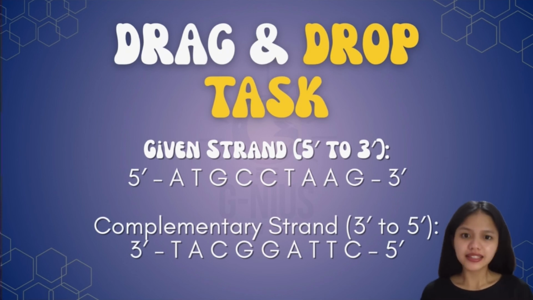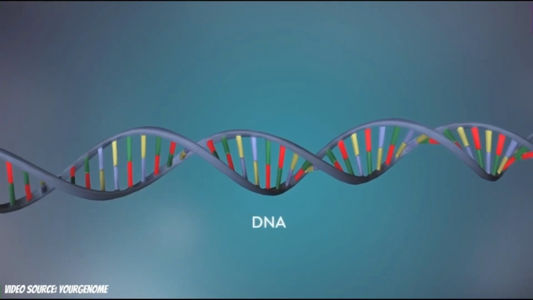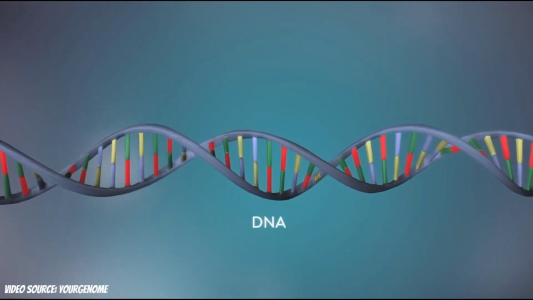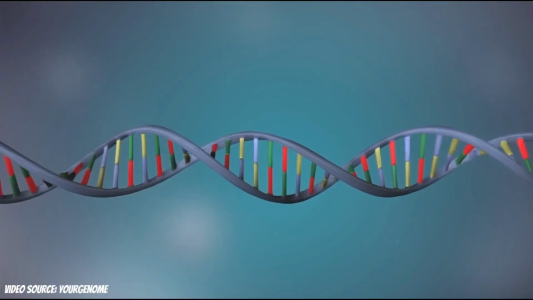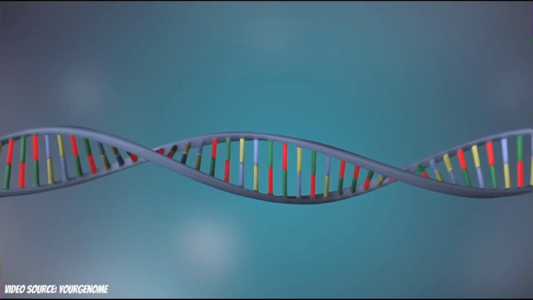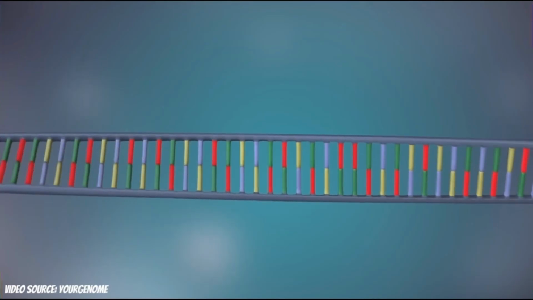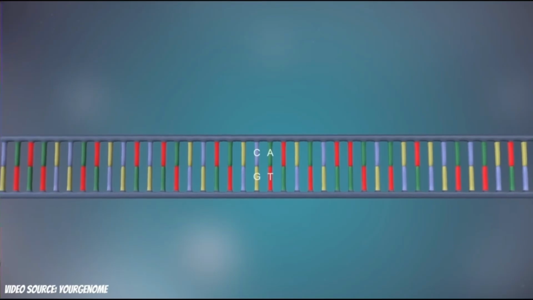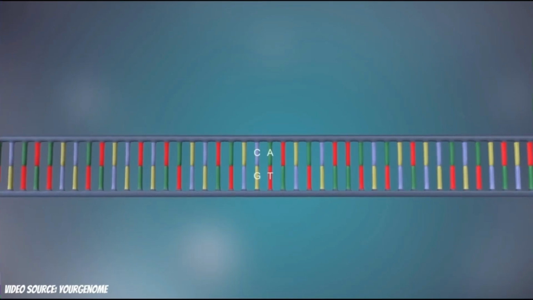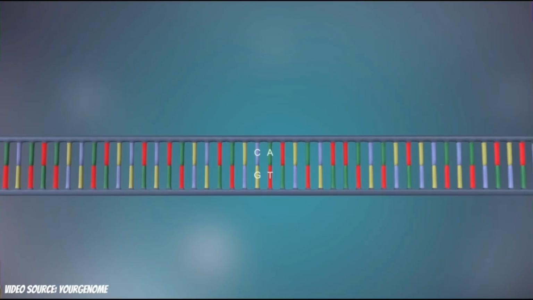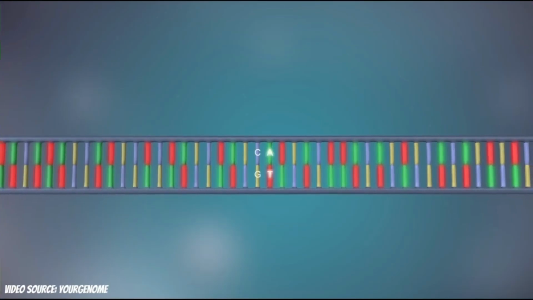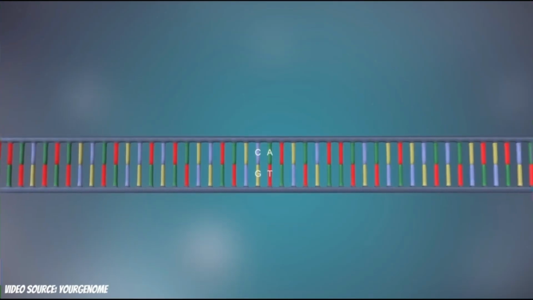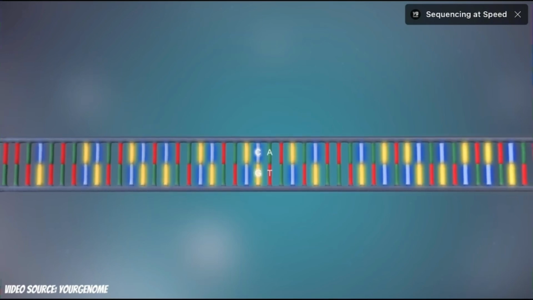Great job! Now let's take a step deeper. So here's a video to further understand its structure. DNA is a molecule made up of two strands, twisted around each other in a double helix shape. Each strand is made up of a sequence of 4 chemical bases, represented by the letters A, C, G, and T. The two strands are complementary. This means that wherever there's a T in one strand, there will be an A in the opposite strand, and wherever there's a C, there will be a G in the other strand.